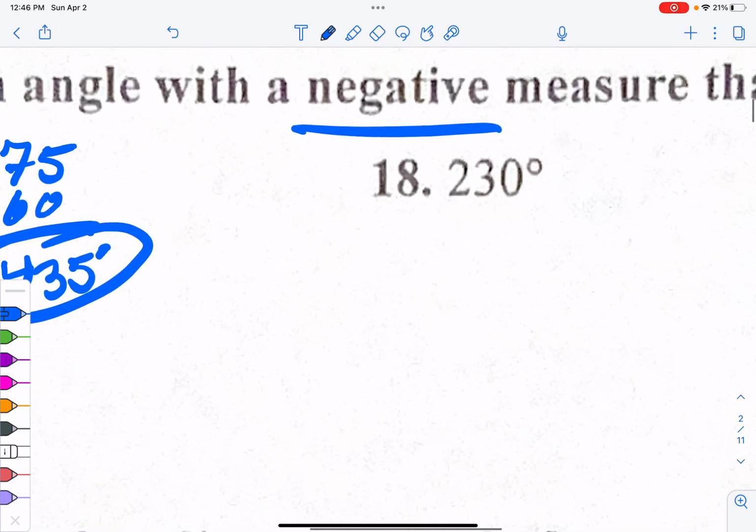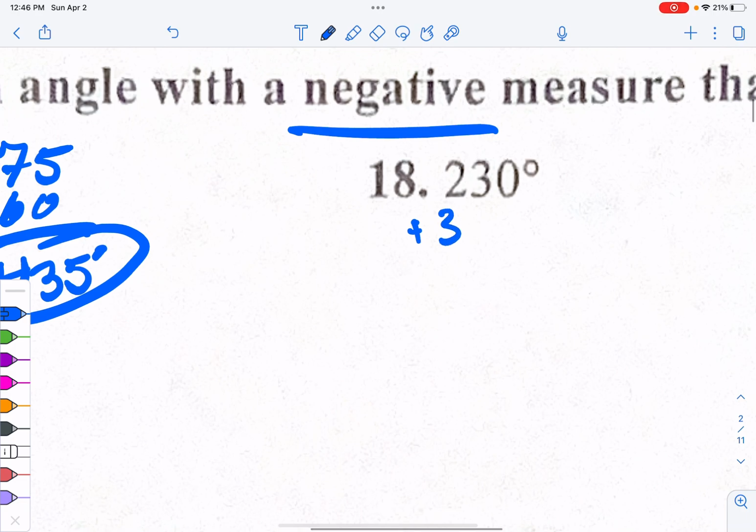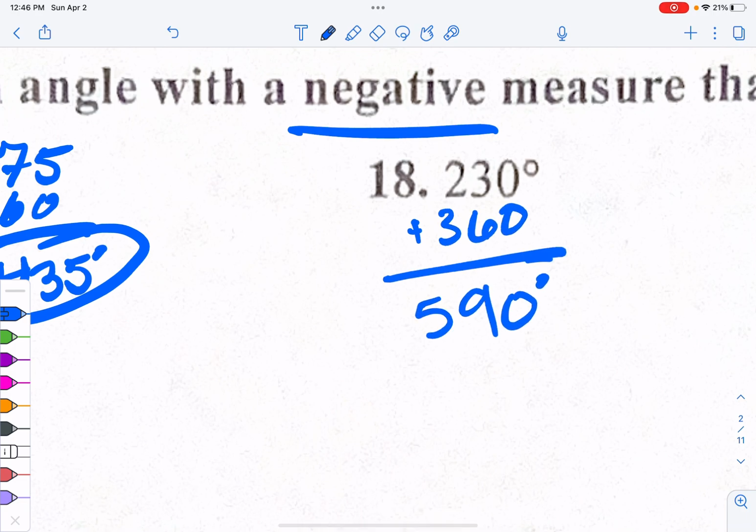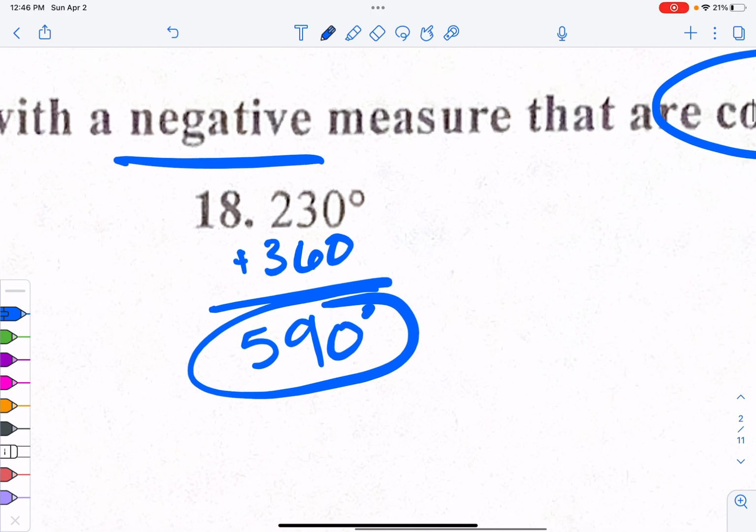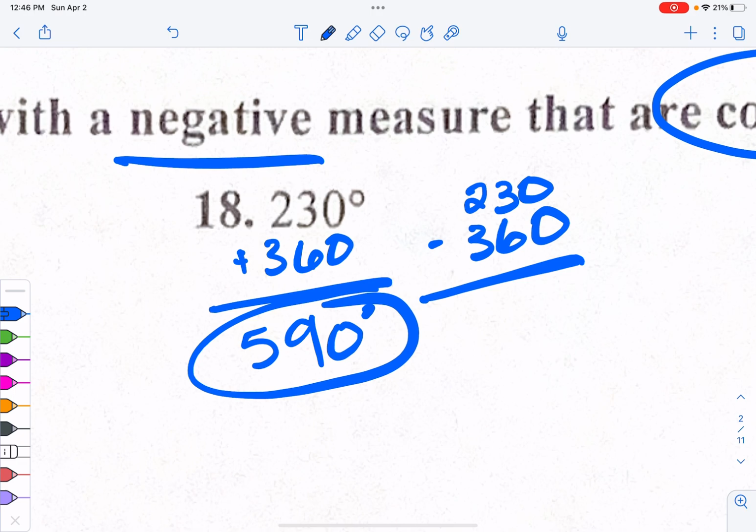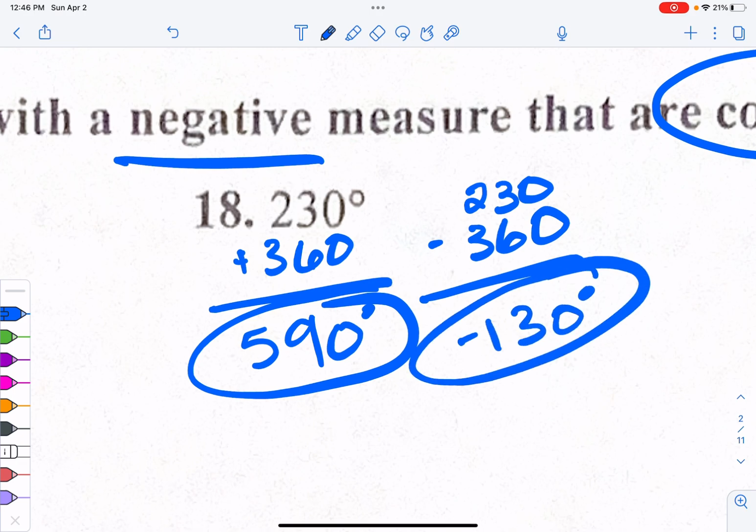All right, 18. If I add 360 to this one, I can do that in my head: 590 degrees will give me a positive one. And if I take 230 and subtract 360, that will give me negative 130 degrees, I believe. So those are all coterminal. They all have the same stopping place as 230 degrees.